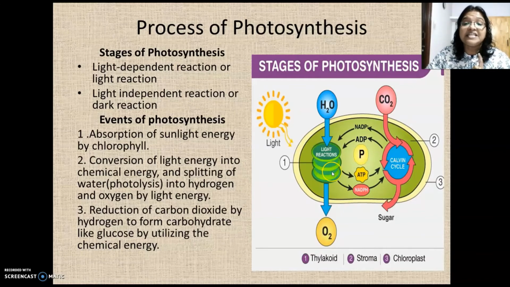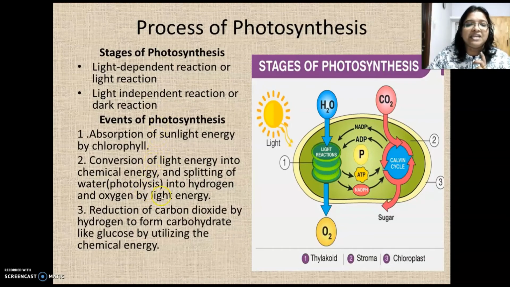And not only that, in the presence of light, the water molecule gets split. We call that process photolysis. Photo means light, lysis means splitting. So photolysis of water, splitting of water in the presence of sunlight. And what happens? Hydrogen and oxygen are produced. And in case of photosynthesis, oxygen is a byproduct. It is being released, and that's through the process of photolysis of water.